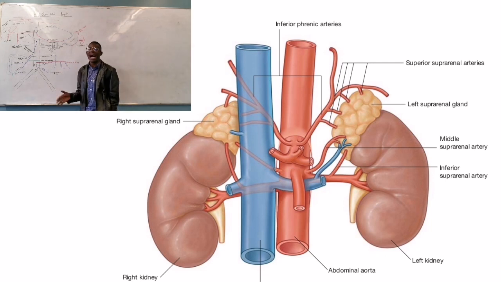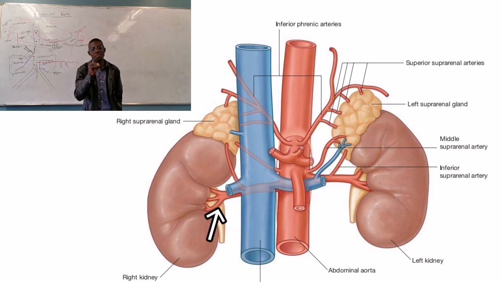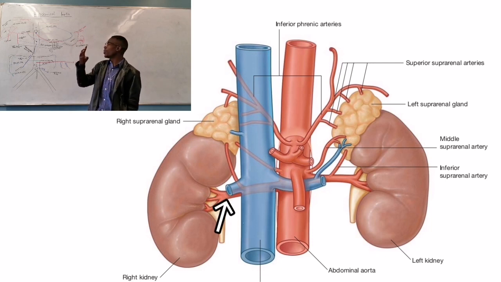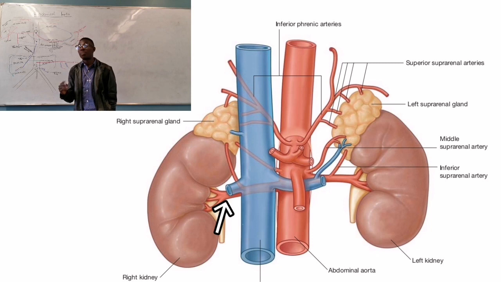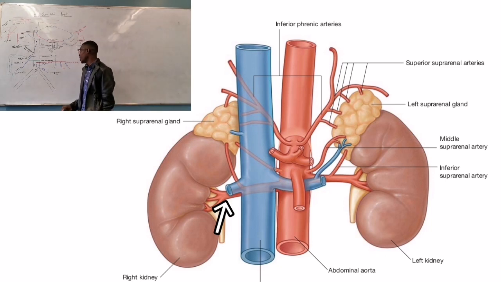So the right renal artery is going to supply the kidney. When it enters the hilum of the kidney, it's going to split or trifurcate into 3 terminal branches, 1 anterior and 2 posterior. These are also end functional branches. They do not anastomose. Right. So that is the renal artery.